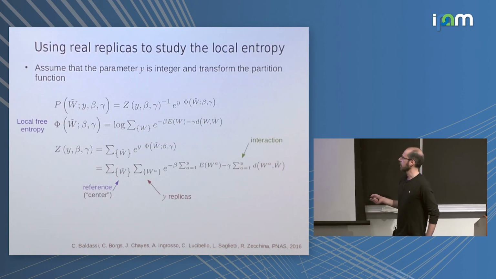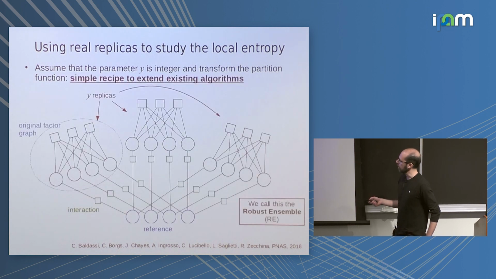And again, as Ricardo was saying, these are just the two formulas that I've already shown, and now we can take the partition function, and by considering the parameter y, we just restrict to integer values of this parameter y, and by doing that and purely algebraic manipulations, we end up with this alternative expression, which gives us an effective Hamiltonian of an effective system, which is actually a replicated system with a number of replicas and an interaction term. And graphically, this looks like this. You have your original factor graph.